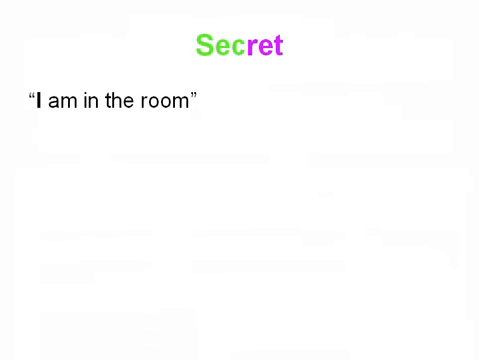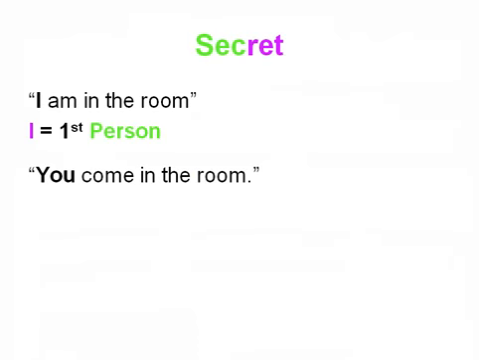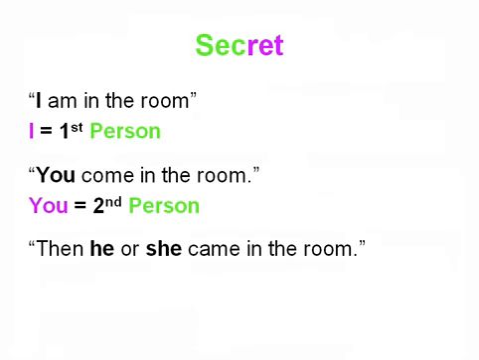Here is a secret. I am in the room. I am the first person. Then you come in the room. Which person are you in the room? You are the second person. Then he or she came into the room. He or she would then be which person? That is right, he or she would be the third person. This is a secret to help you identify which pronoun indicates which case.